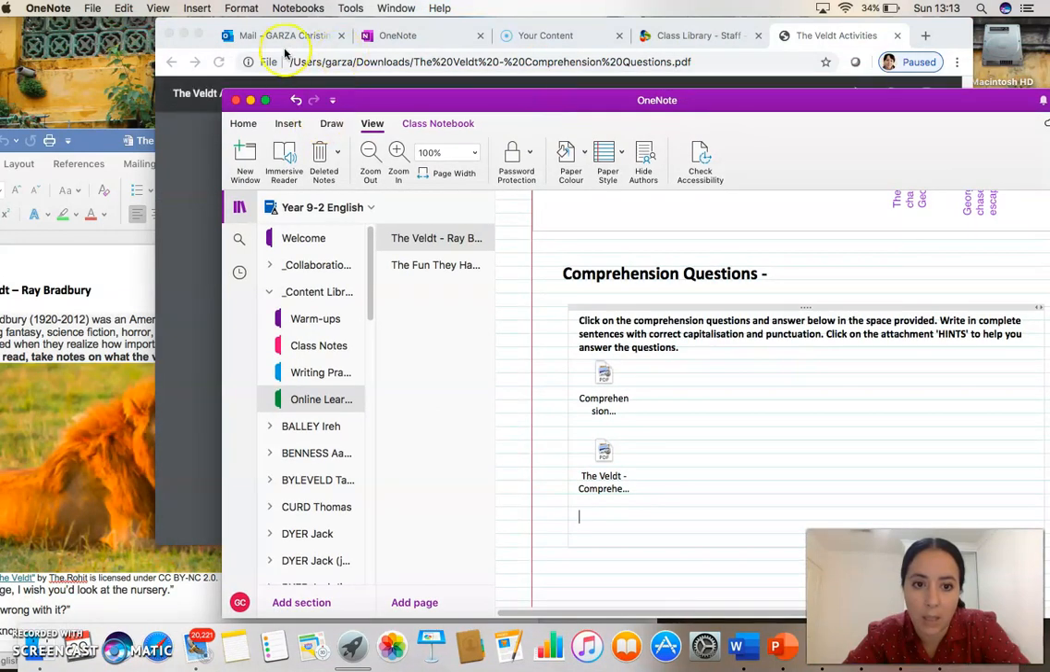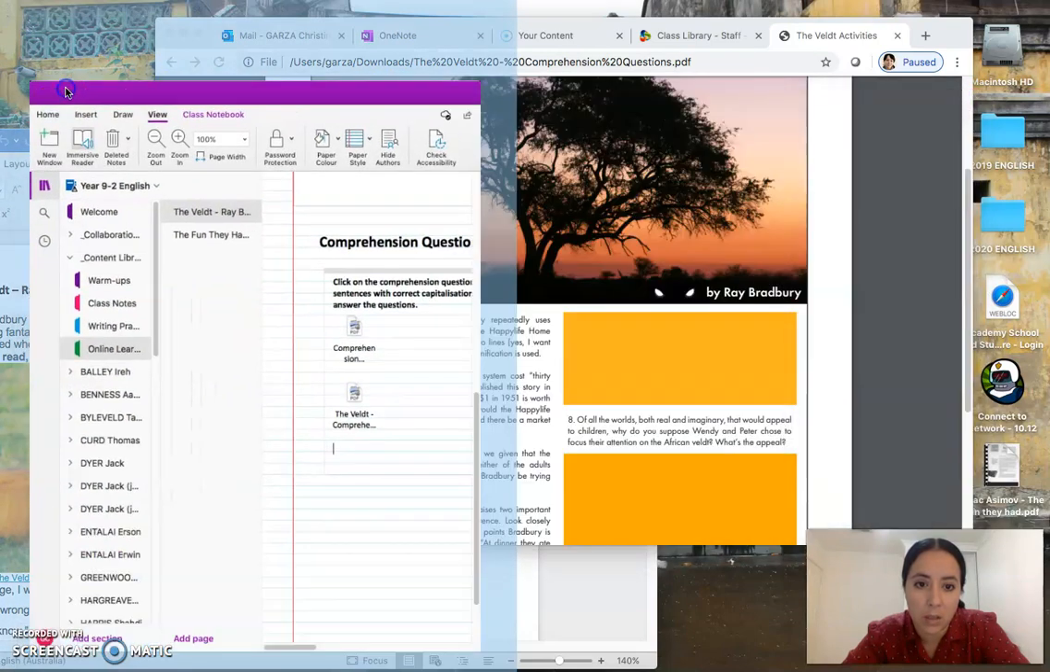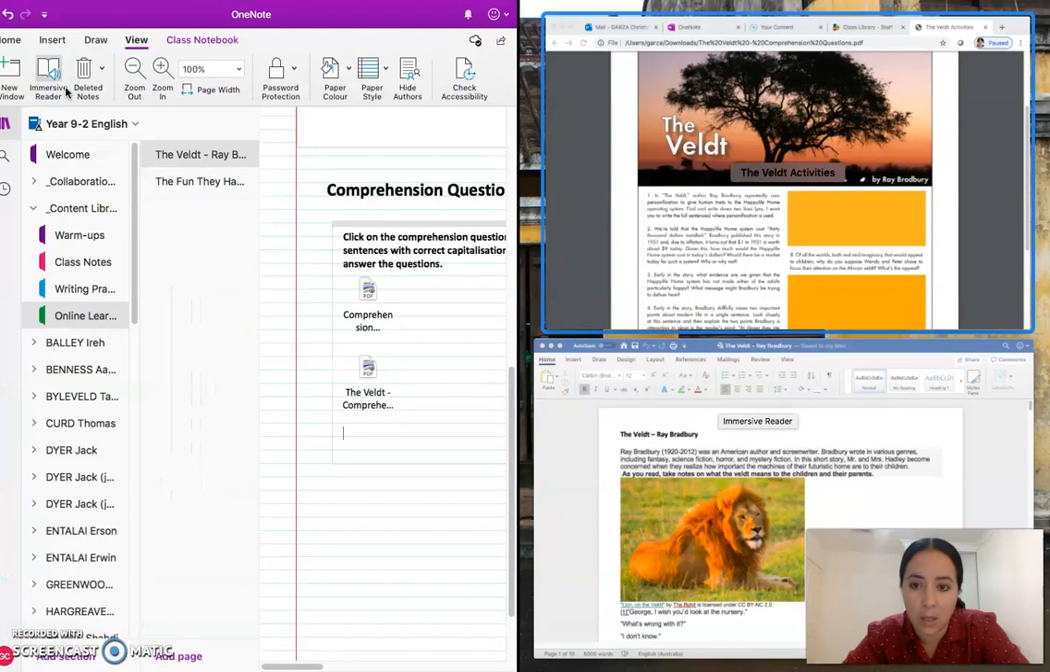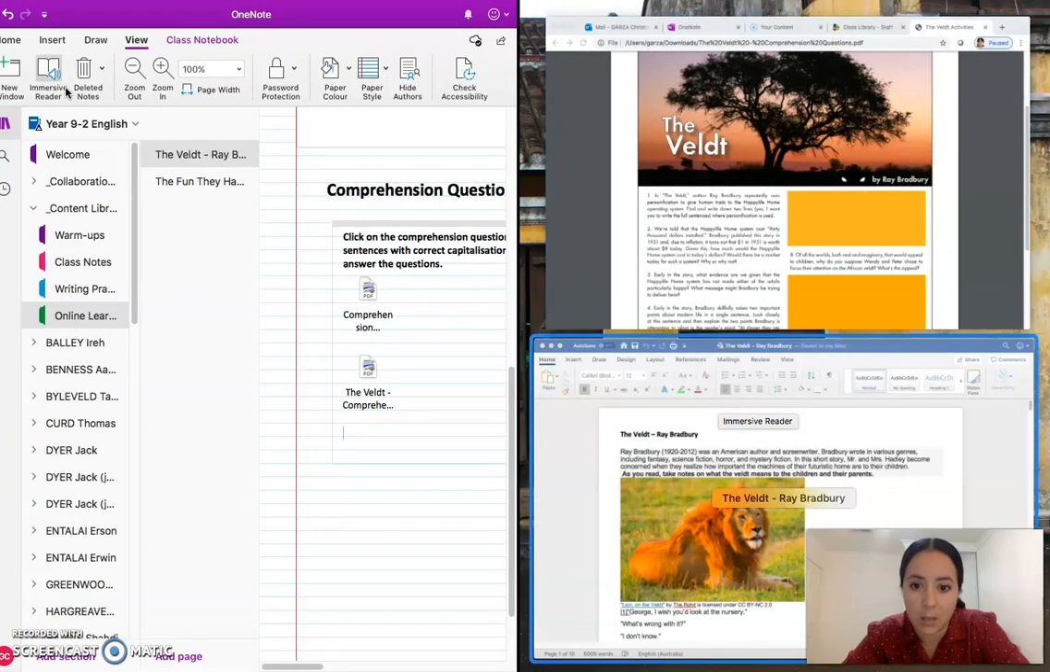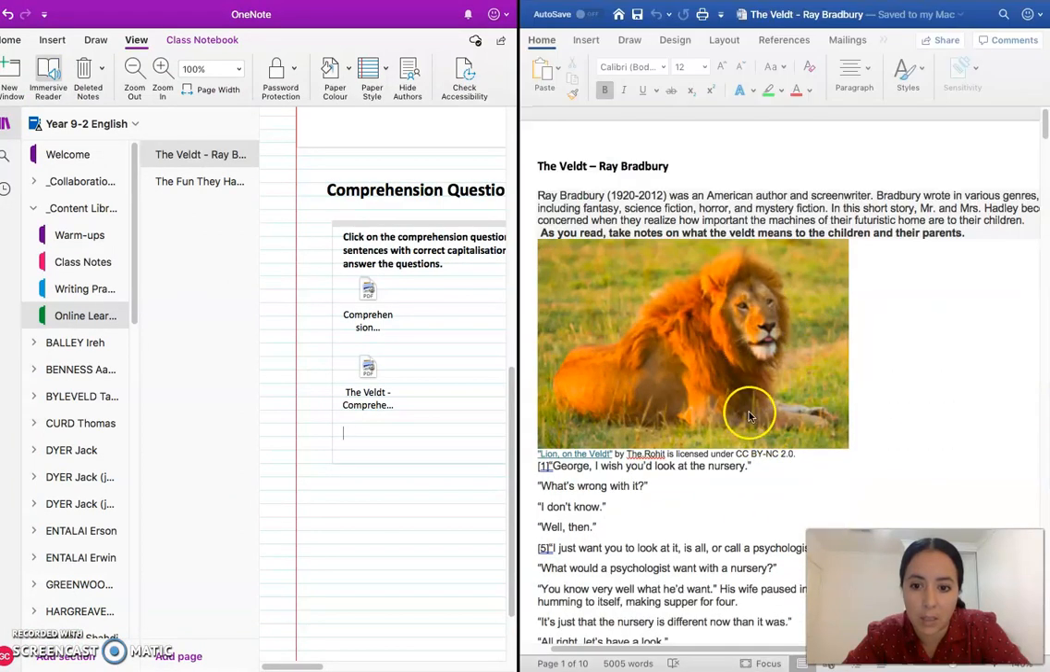So what I need you to do, if you're using a laptop, this is particularly easy to do. You can split your screen. So I'll put OneNote over here and I'll leave these two here, but I'm going to refer to the text, so I'll keep the text there. Okay, so let's talk about the Veldt now.